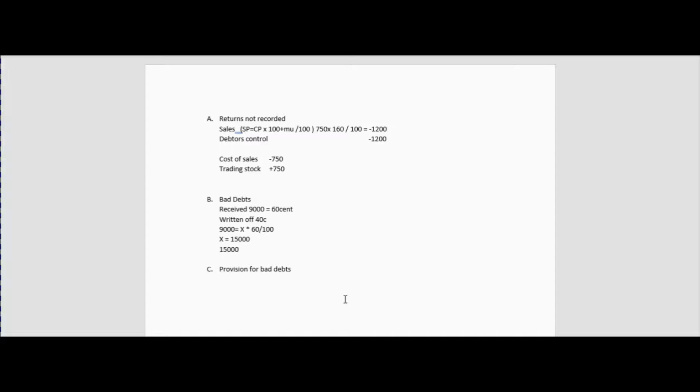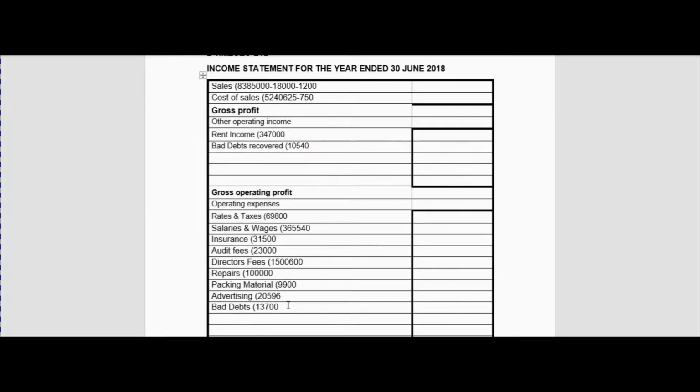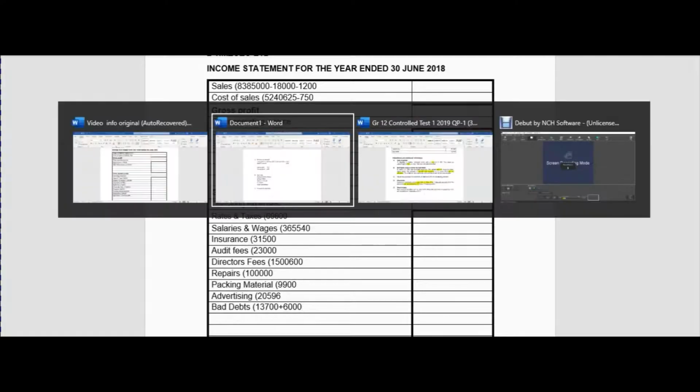So now I've got to take that 15,000 minus the 9,000 that he paid, and that will give me what must be written off. So it is 15,000 minus the 9,000 gives me 6,000. If I write something off, it's got to go to bad debts. So let's get back to bad debts. So the bad debts, we've got to write off a further amount, so that 6,000 must be added to bad debts.